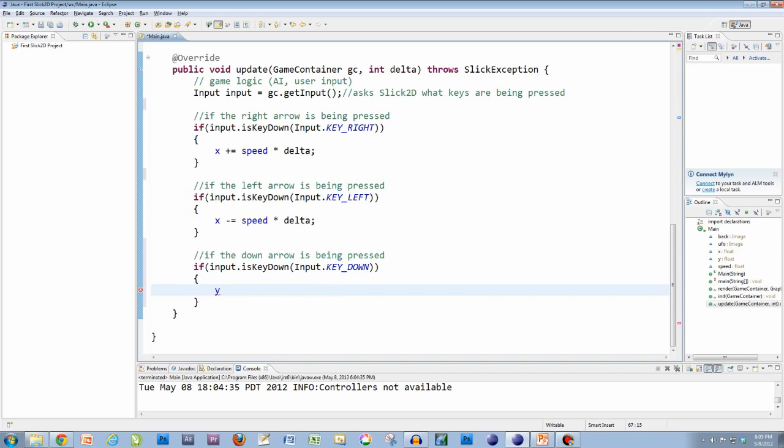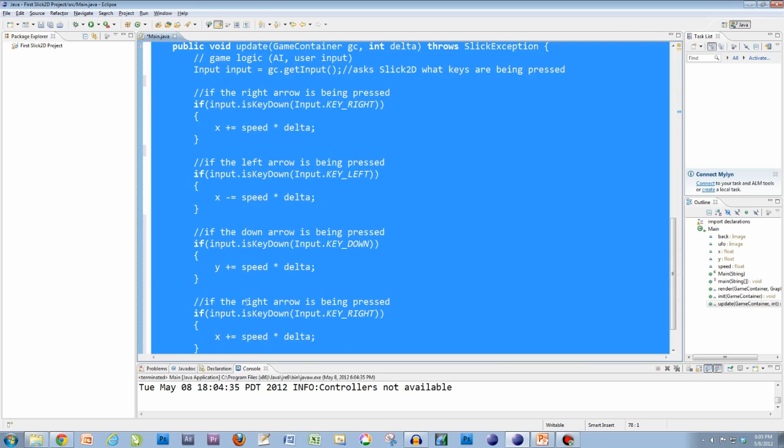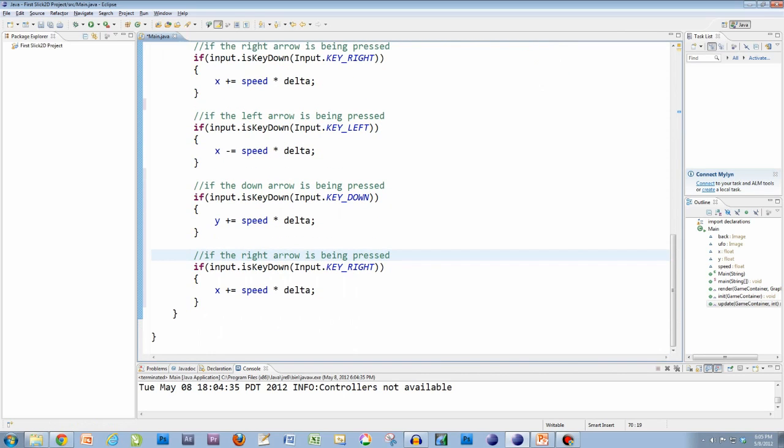But which y direction is it? Okay, well, y direction is minus, right? Down. No, wrong. Remember, it's reversed. Down is the positive direction in Y, okay, in respect to Y. So if they want to press down, I add to the Y speed times delta. And I'm not even going to test it. I know it works. I'm going to do my last one here, copy, paste.